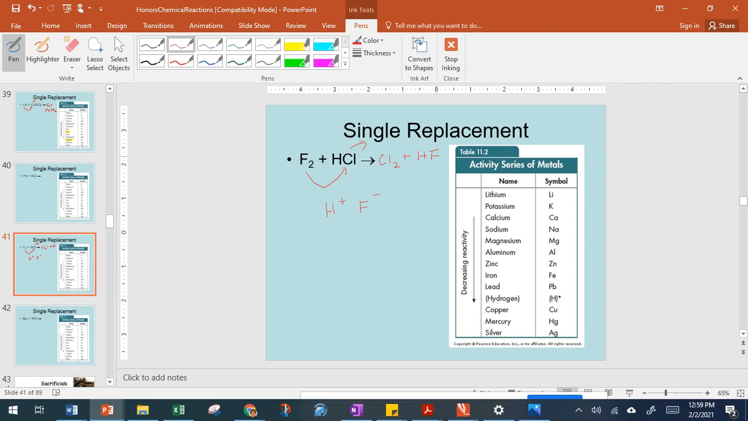Okay, so that's how to predict the products and then how to figure out if the reaction will occur. So I want you guys to try some of the ones on your worksheet, and I will go out of this and pull that up and show you how to approach this.